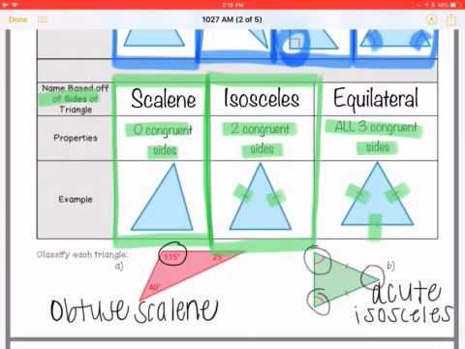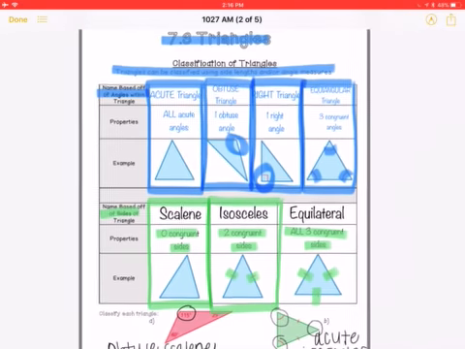And now let me take a look at its sides. I notice that 2 of the sides are congruent, so that's an isosceles triangle. So this is an acute isosceles triangle. So again, we name it based off of its sides and based off of its angles.